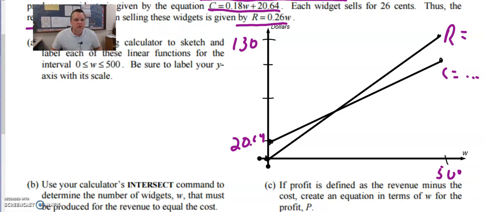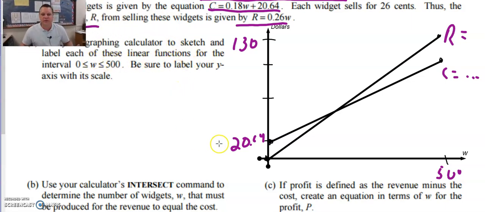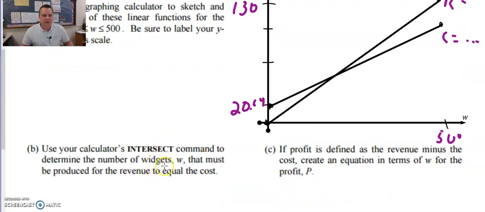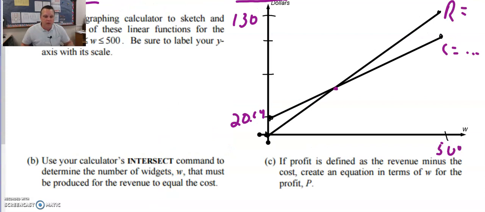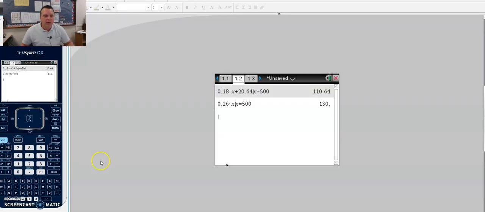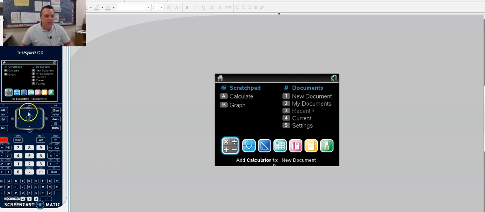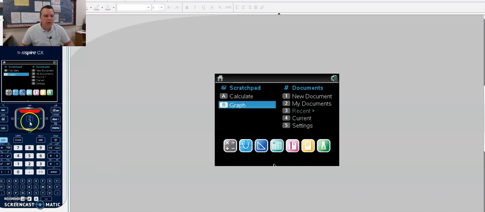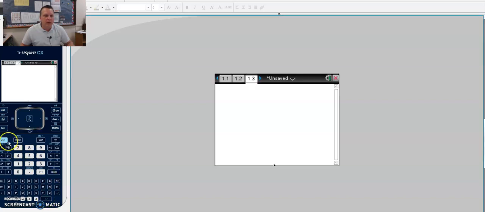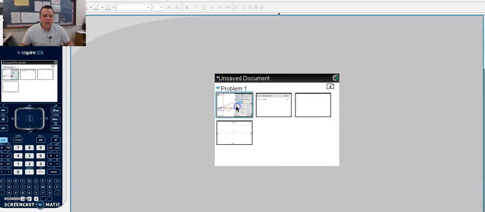So it says, using your graphing calculator, sketch and label the linear functions, got it, from 0 to 500. Label your y-axis, got it. Using your intersect command, determine the number of widgets that must be produced for the revenue to equal the cost. So what are we looking for? We are looking for the intersection point. So we go to the intersection point and go to your graph. Where are you? Right here. Go up. Control up. I think I need to go here. Now go control up. And here we are.